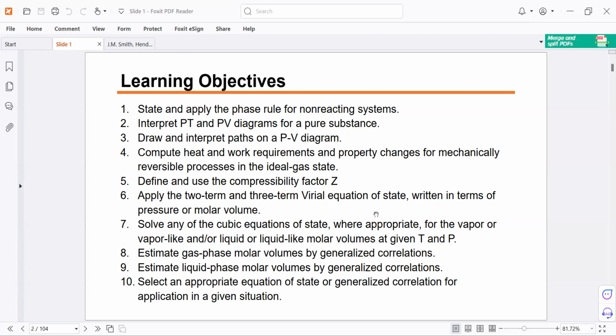Estimate the gas phase molar volumes by generalized correlations. Estimate the liquid phase molar volumes also by generalized correlations. Select an appropriate equation of state or generalized correlation for application in a given situation.